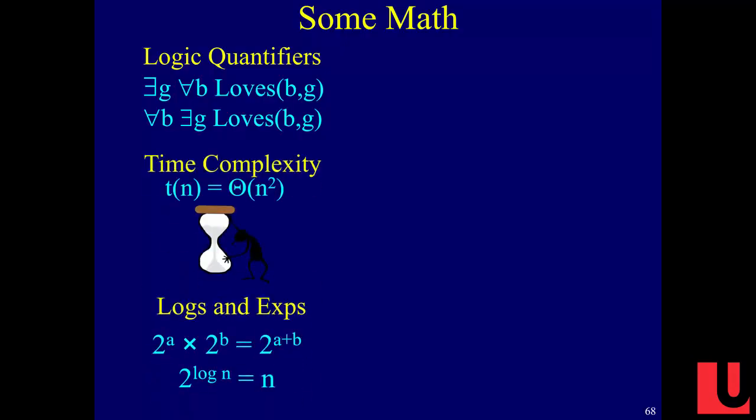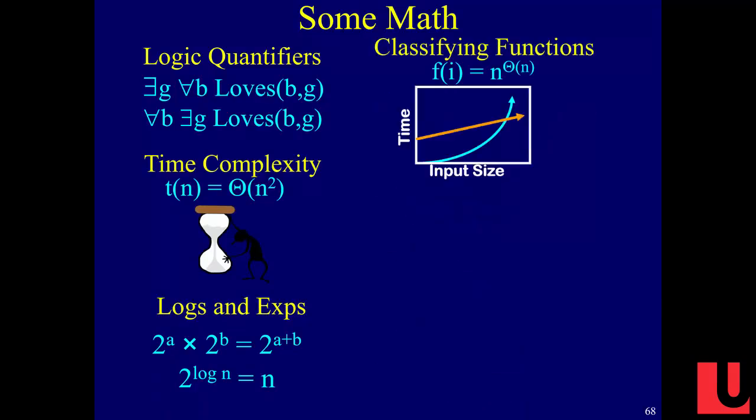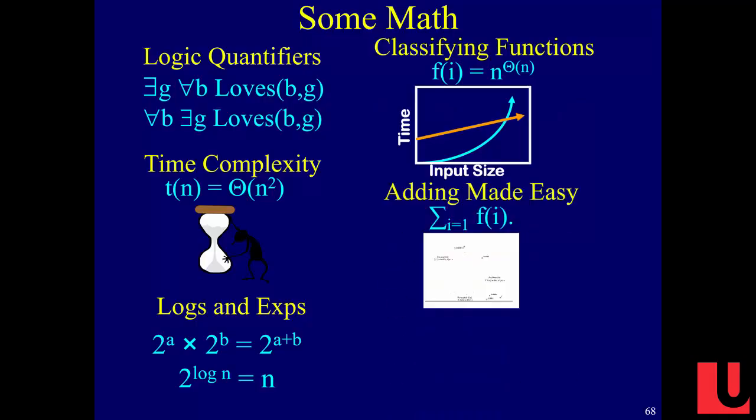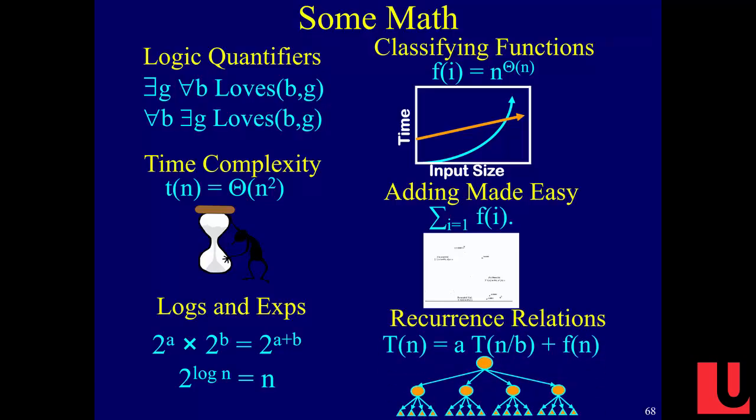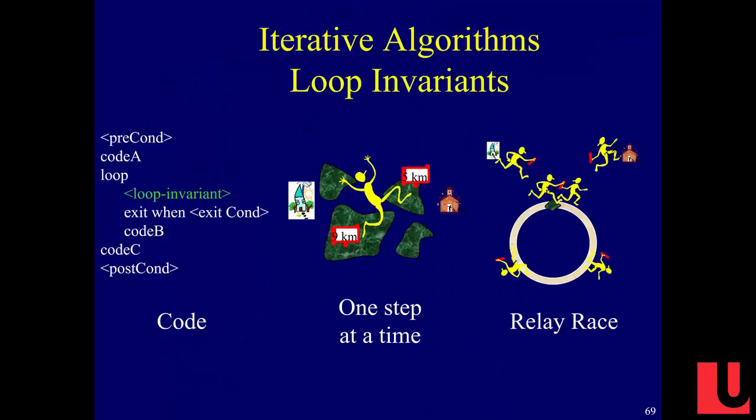Time complexity, you should know the basic log things. We're going to look at polynomials versus exponentials. If your loop takes one time and then 2 times, 2, 3, 4, 5, 6, you need to add up the total time. You need to be able to solve recurrence relations because obviously we're doing recursion, so you need to know how long it takes.